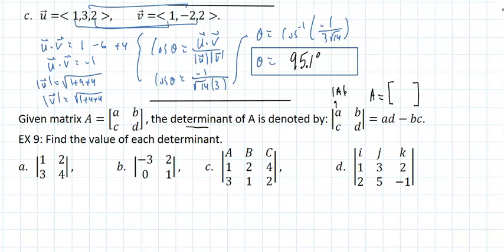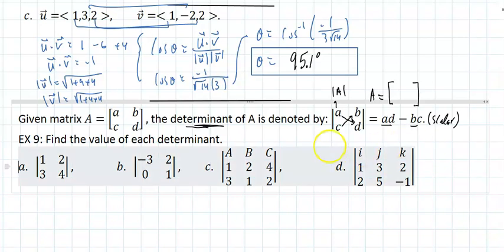In matrix land, if you take the absolute value of a matrix, that's its determinant. That is a scalar. That's the cross of those: AD minus BC. So this is a scalar. Make sure that you get a number or a constant, however you want to see it.